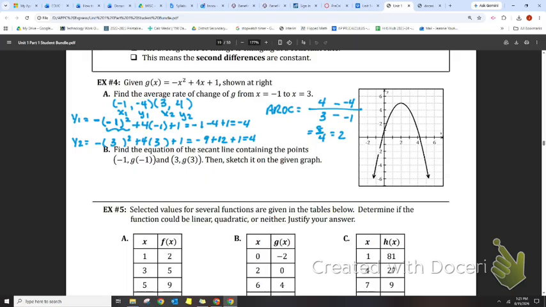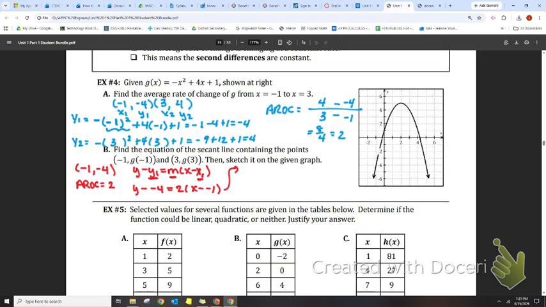So we know 2 points. I'm just going to pick one of them, the first one. And we know our average rate of change, also known as our slope. And so we can use point slope form. Sorry, it's y minus y1 equals m times x minus x1. Remember, we plug in x1, y1, and we plug in m. So I have y minus negative 4 equals 2 times x minus negative 1.